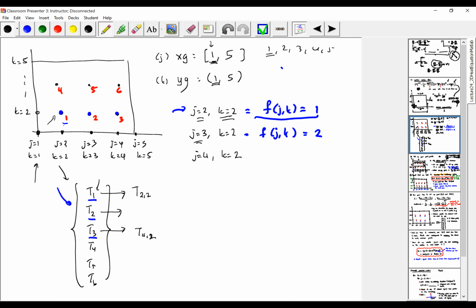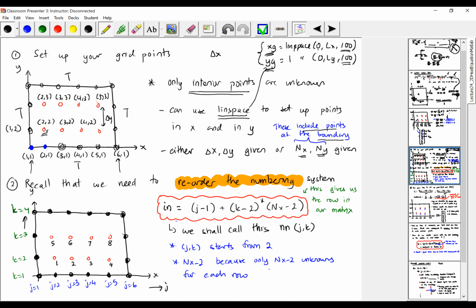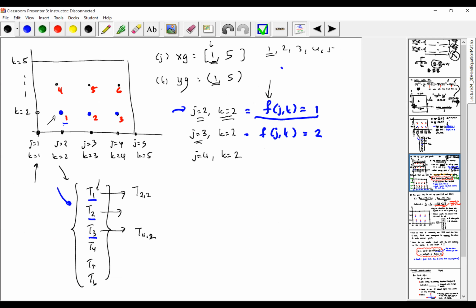But assuming that you understand why there's a need to reorder the numbering, the question then is, what is the function that you should write for f? So I'm just going to show it to you. The function that you can write for f is basically given by this equation here. What is in? In is basically the node number corresponding to your column vector. It is basically this value that we want. Let me just reproduce that.